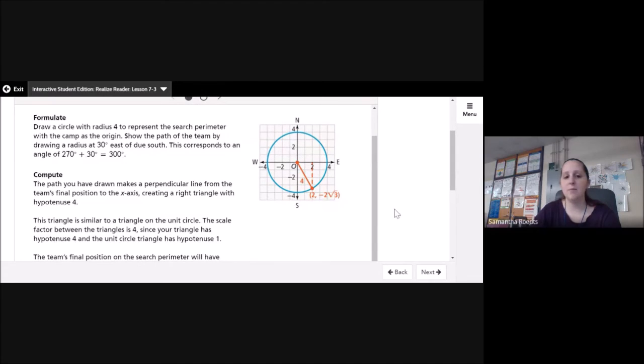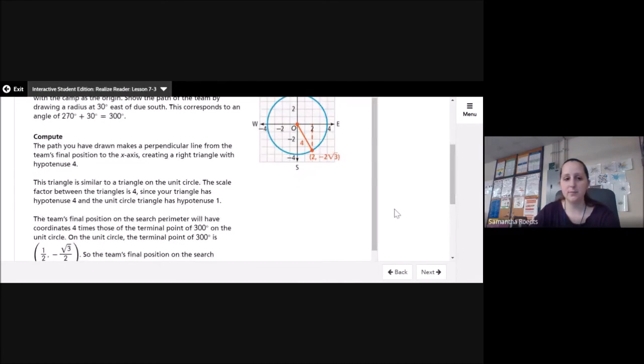So the path you have drawn makes a perpendicular line from the team's final position to the x-axis. Create a right triangle with a hypotenuse of 4. This triangle is similar to a triangle on the unit circle. The scale factor between the triangles is 4, since your triangle has hypotenuse 4 and the unit circle triangle has hypotenuse of 1. The team's final position on the search perimeter will have coordinates 4 times those of the terminal point of 300 degrees on the unit circle. On the unit circle, the terminal point of 300 degrees is 1/2 and negative square root of 3 over 2.